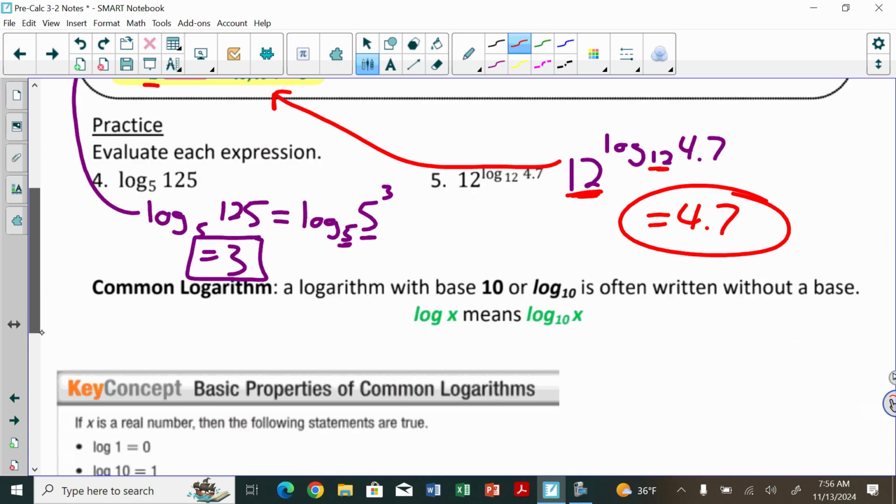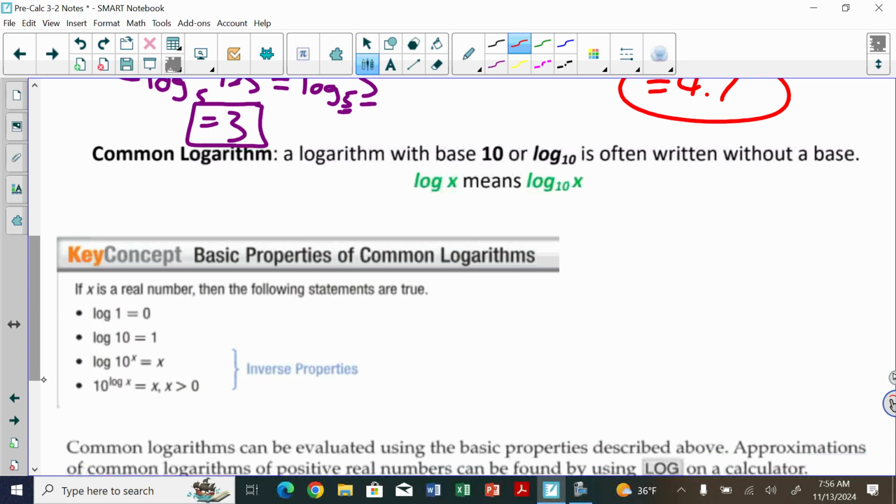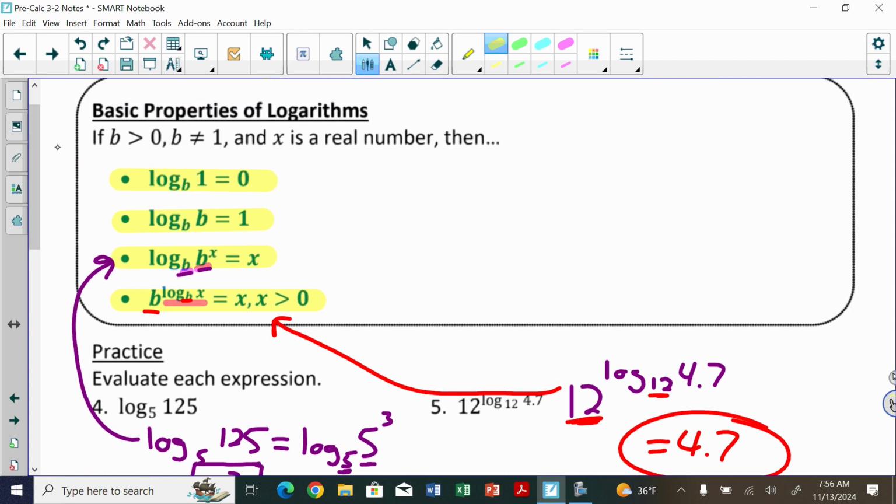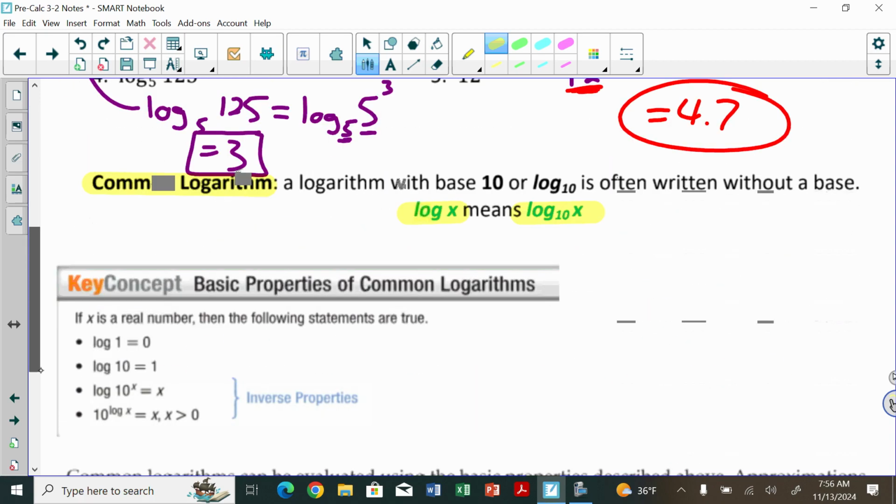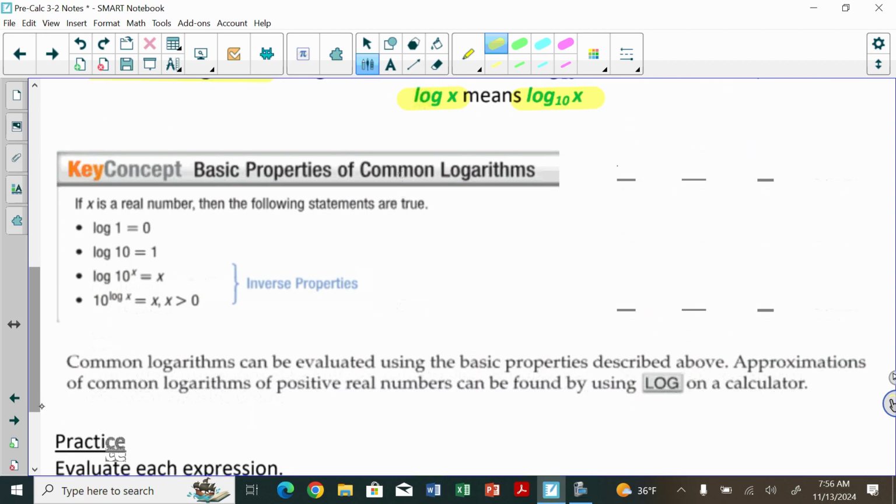All right, so keep rolling here. Common logarithm. A common logarithm is a logarithm with a base of 10, or log base 10. So sometimes we write that without the base. We don't really say anything about the base because it's a super common one. So if you see log x, that basically means log base 10 of x. Okay, it's a very common one. And then a lot of these properties end up being the same, right? They're very similar to what we saw up here.